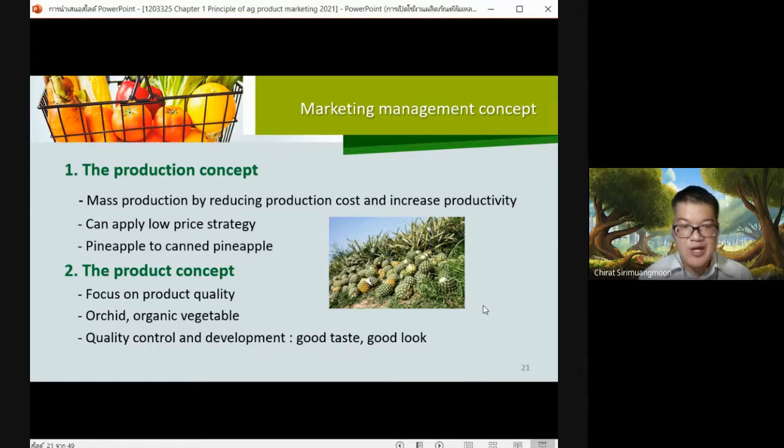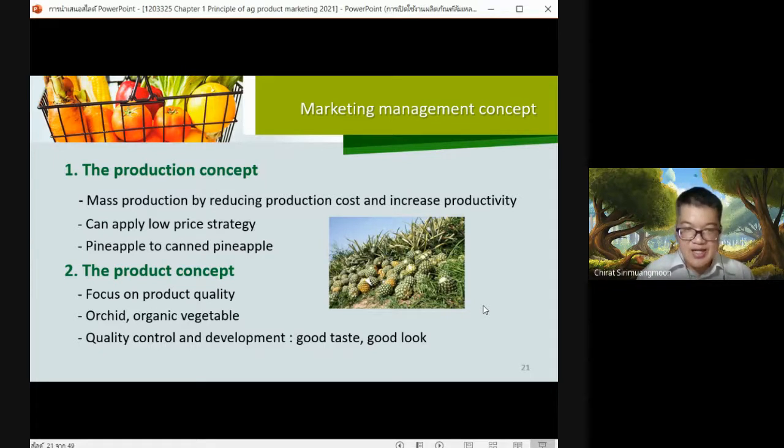We have the product concept. This is different from the first one. In the first one, they focus on the price, which should be low. But for the product concept, they focus on quality. In this case, you might have heard words like organic or premium vegetable. So they produce very good products of a very high standard.